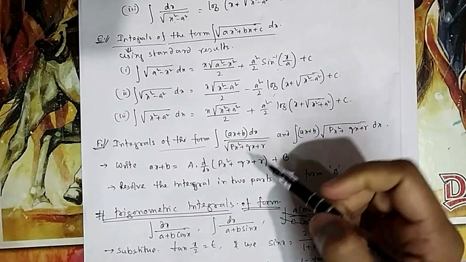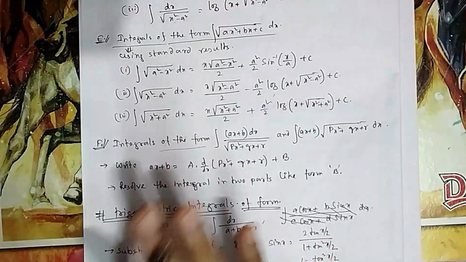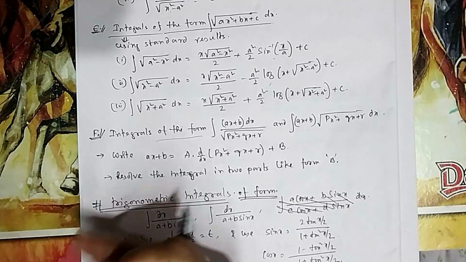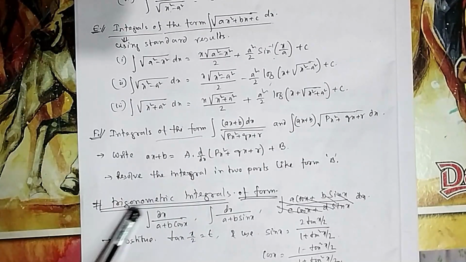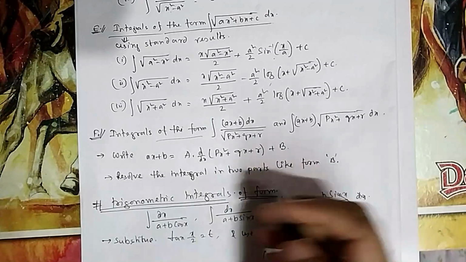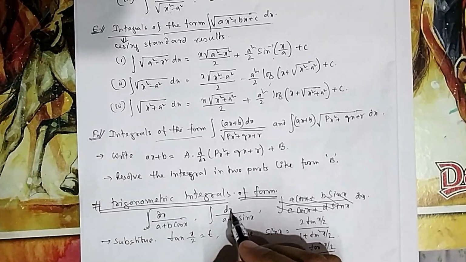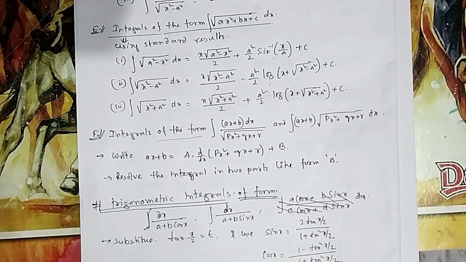So it's better if you practice lots of questions on this from your books. That will be good. Here I am just explaining what the different types of integration possible are. Next is trigonometric integral forms. There are different forms. One such form of trigonometric integration is this: dx by a plus b cos x. Standard forms: dx by a plus b sin x.